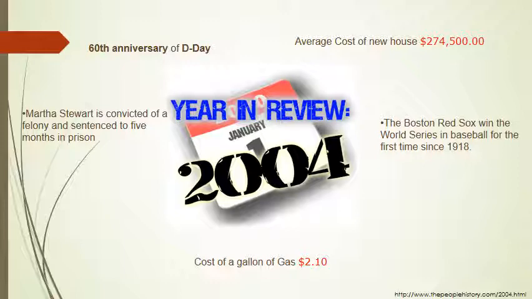In 2004, just a rundown of some things that happened. The cost of gas was $2.10. Average cost of a home was $274,000. The Red Sox won the World Series for the first time since 1918. Martha Stewart was convicted of a felony and sentenced to 5 months in prison, and it was the 60th anniversary of D-Day.